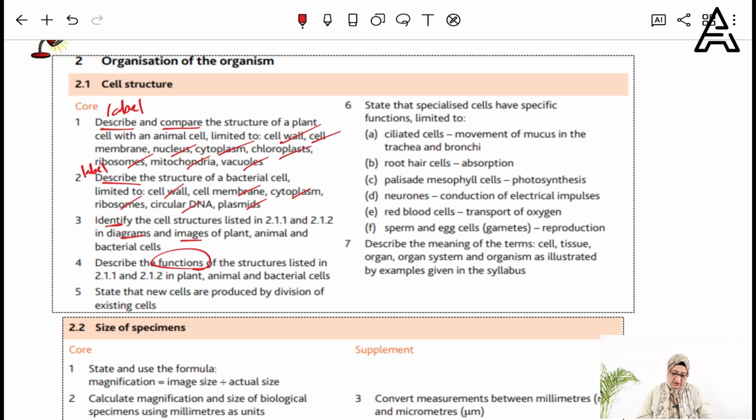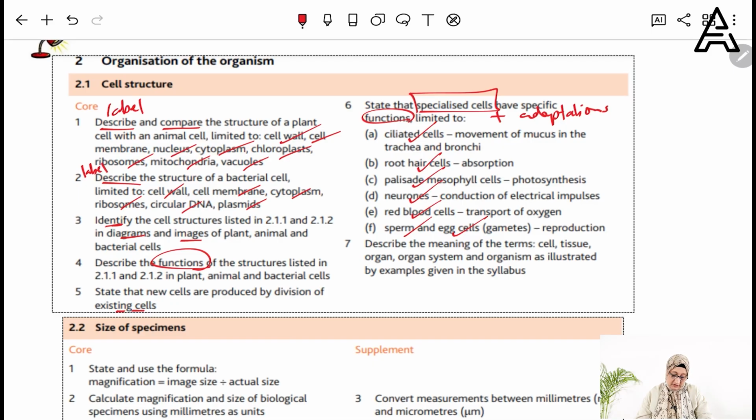Memorize the functions. State that new cells are produced by division from existing cells. This is called the cell theory. It's just a sentence: the only way to produce cells is cell division. It means a cell undergoes cell division producing a new cell. Okay? State that specialized cells have a special function. For specialized cells, I need you to tell me the function plus the adaptations. Okay? For ciliated cells, root hair cell, palisade, neuron, RBCs, sperm and eggs.